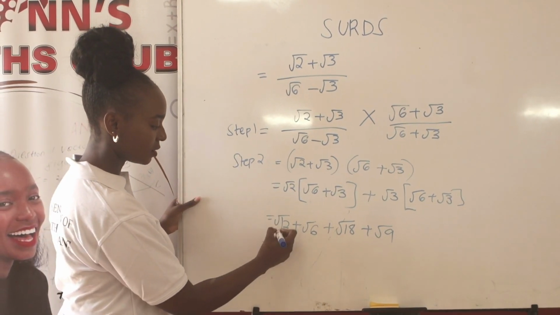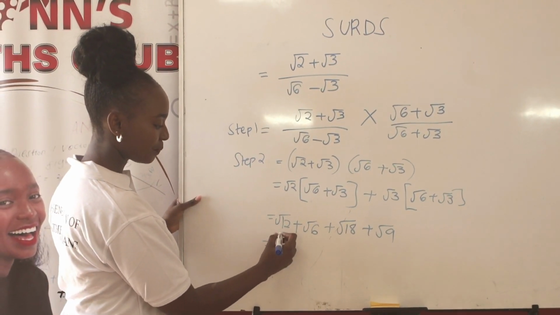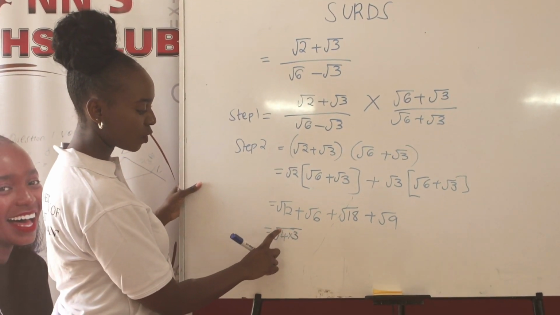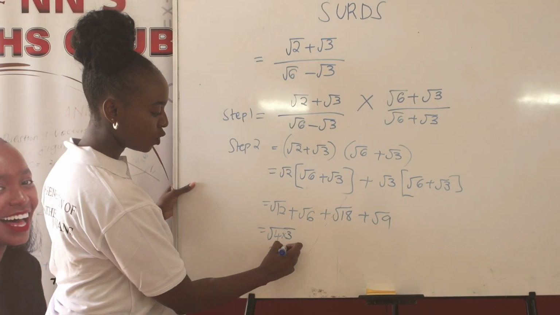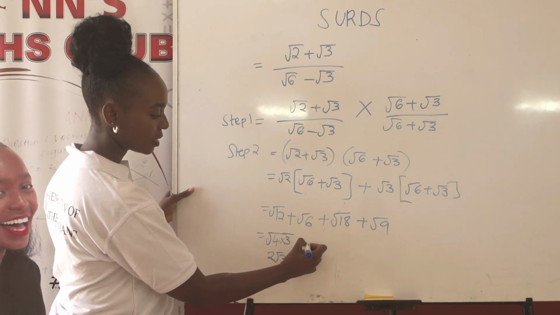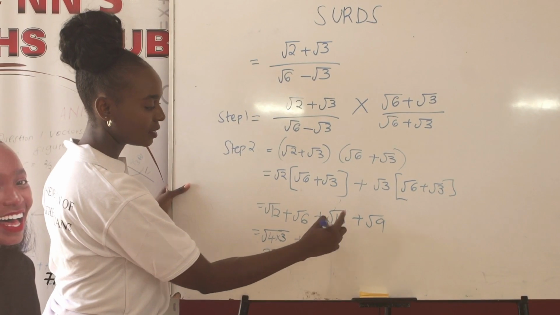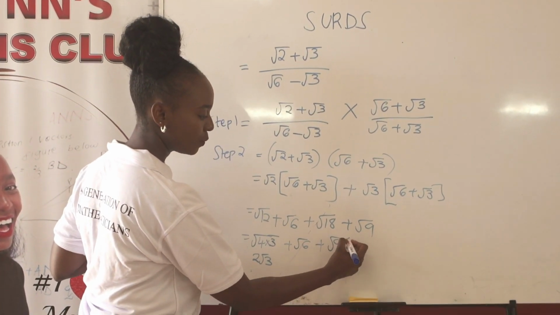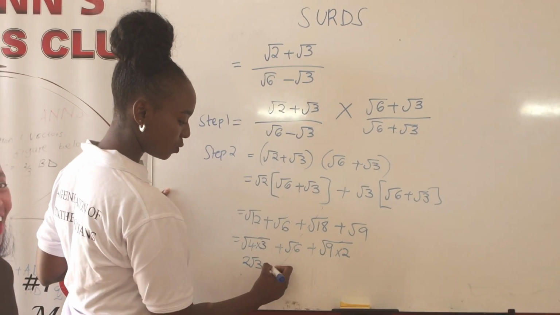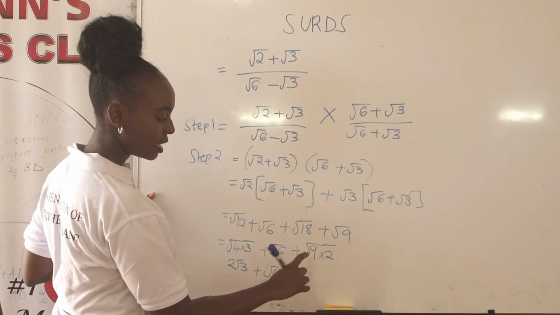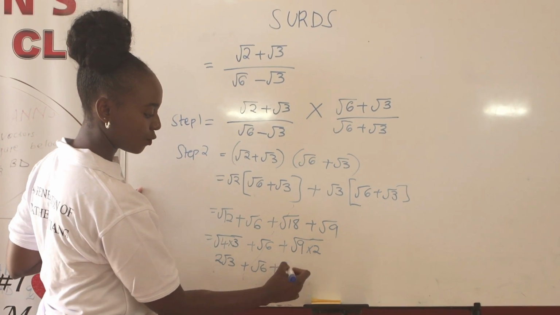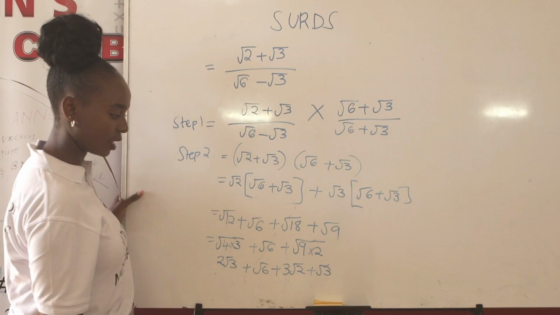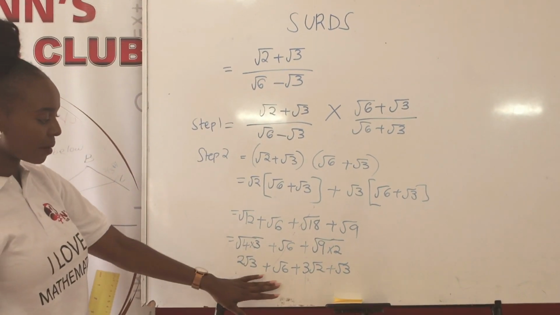Remember, root of 12 is the same as writing it as 4 times 3, and the square root of 4 is 2, so it becomes 2 root 3 plus root 6 plus root of 18, which can be written as root of 9 times 2. Then that becomes plus root 6 plus root of 9 is 3, root of 2 remains as such, plus root of 3. Okay? So we have come this far.